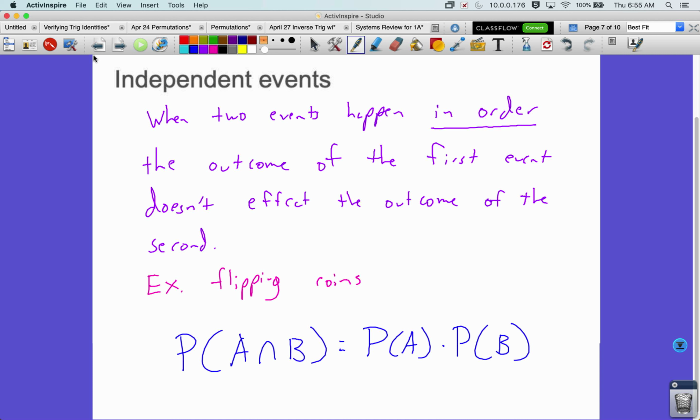Okay. I don't want to say anything else about independent events. I'm just reading what it says in the book. Let me see what it said about mutually exclusive events. No outcomes in common. Okay. Yep, I think that's good.